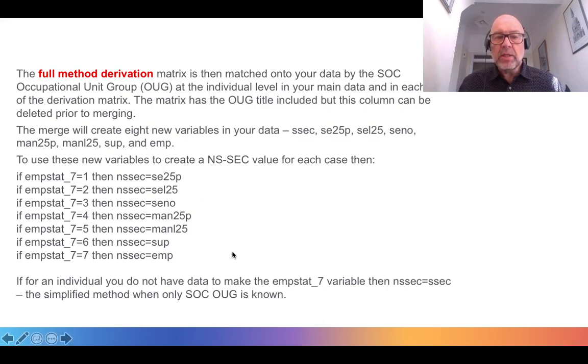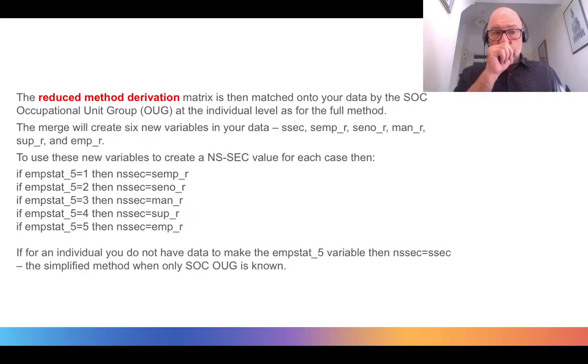And if an individual does not have any data, so if your stat 7 variable is missing, but you still have a SOC OUG, then you can say that the NSSEC is equal to the SSEC, the simplified method, in your data. You may want to do checks on that to see how many are coming up for each one, just to make sure you're using as much data as possible with your employment status to get the best results.